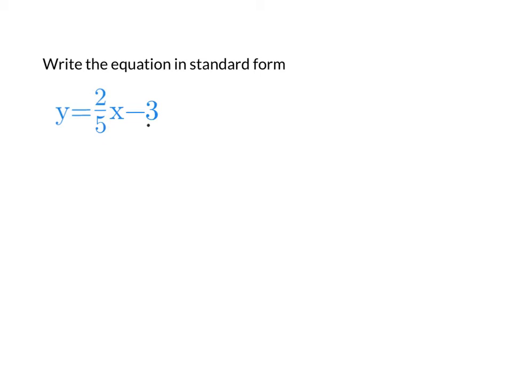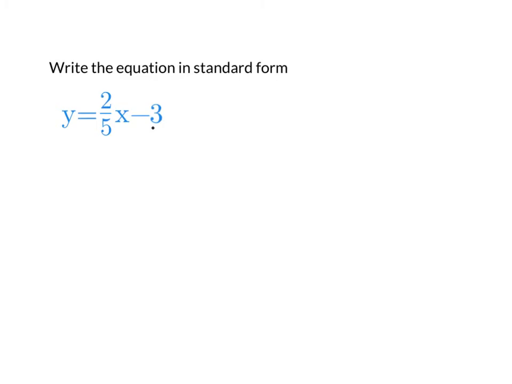So if I'm given this, y equals 2 over 5x minus 3, which is in slope-intercept form, and I wanted to convert it to standard form, I now want to put my x and y both on the left side, and get rid of any fractions. So 2 over 5x, I'm going to move to the other side. I'm going to subtract 2 over 5x. So I have negative 2 over 5x plus y is equal to negative 3.